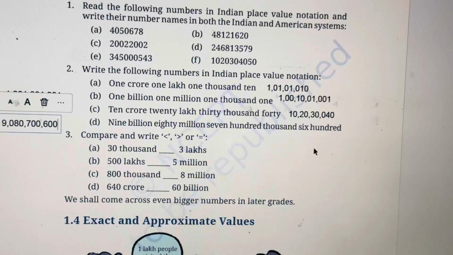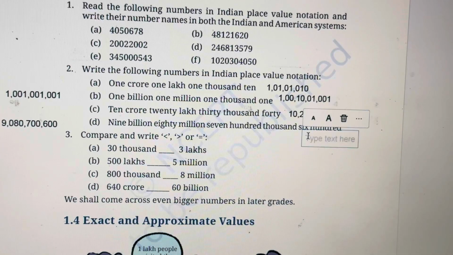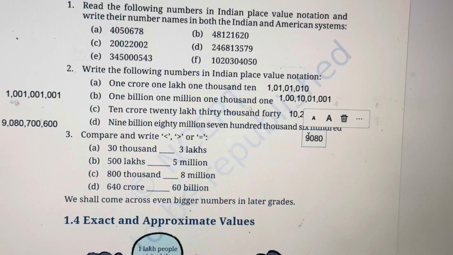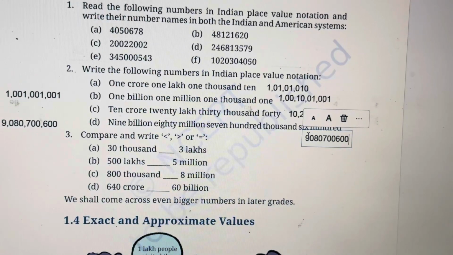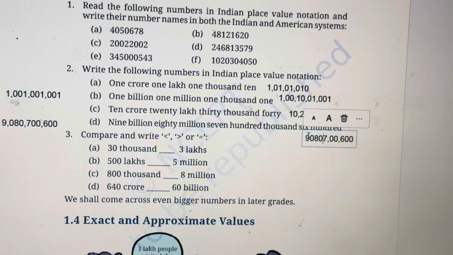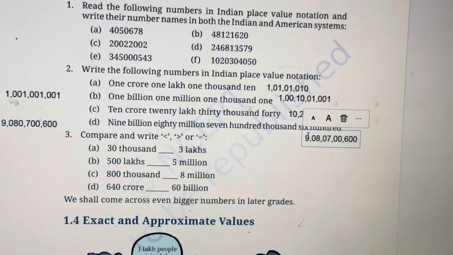Now the same number we will copy here on the right side and we'll write 9080700600. Now put commas according to the Indian system. So you get the answer 3, then before 2 digits, then again before 2 digits, again before 2 digits. So you can see this is again 9 arab, 8 crore, 7 lakhs, 600 is the answer.